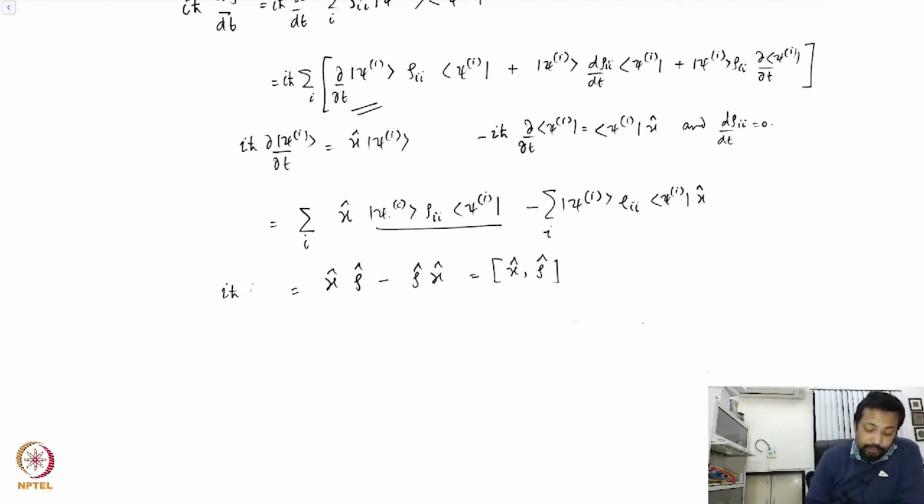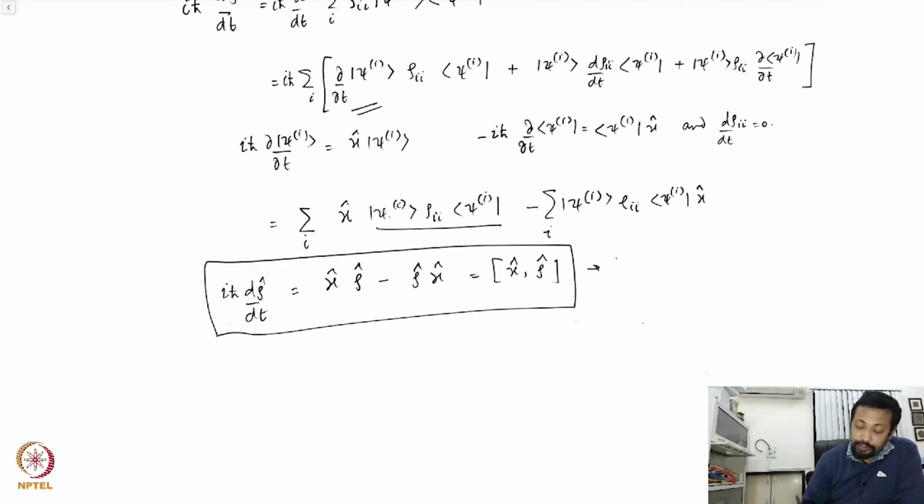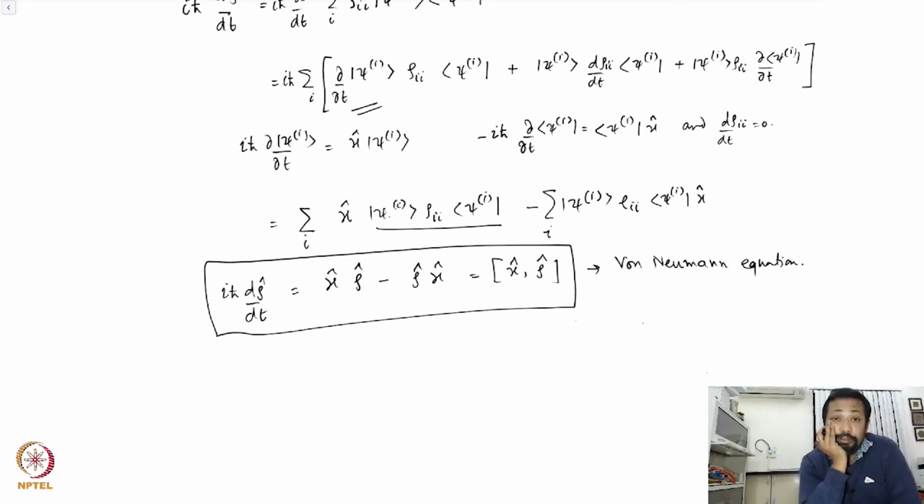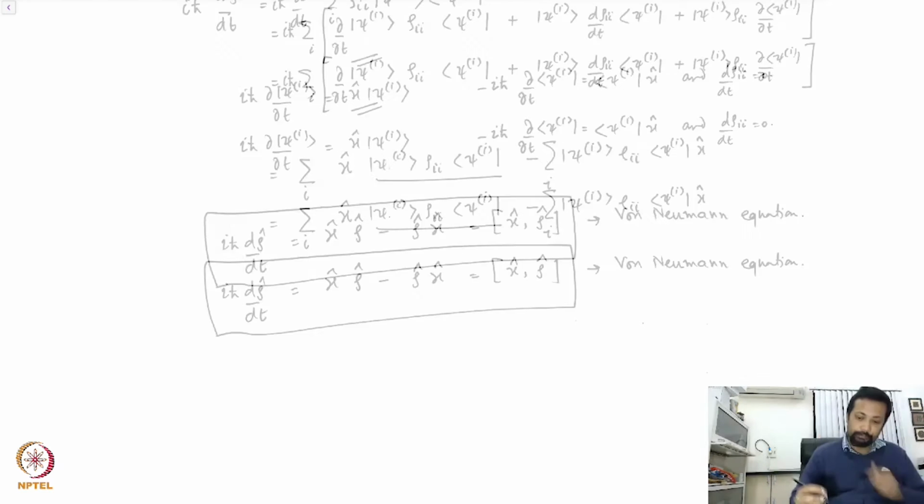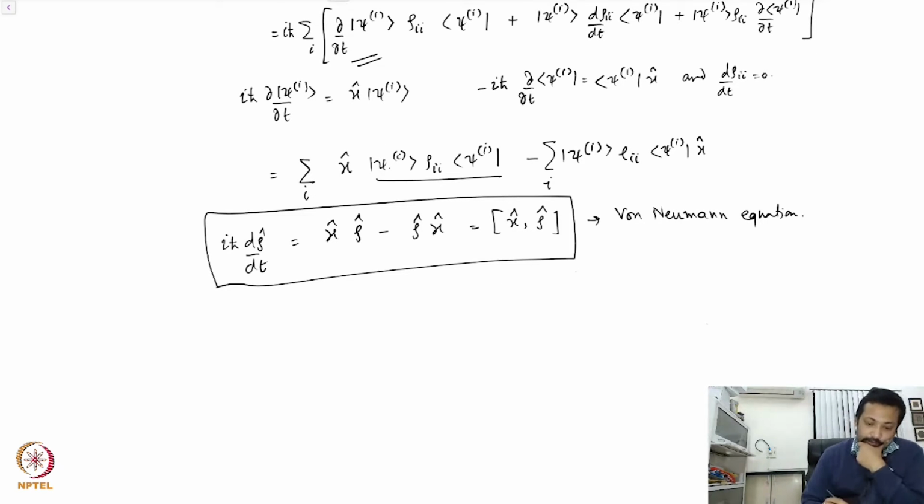So iℏ dρ/dt is this quantity, and this equation is called the von Neumann equation, the counterpart of the classical Liouville equation that we had derived. Now with this, if I set dρ/dt equal to 0, this means that the commutator of Ĥ and ρ̂ is equal to 0. So the Hamiltonian and the density matrix commute with each other.